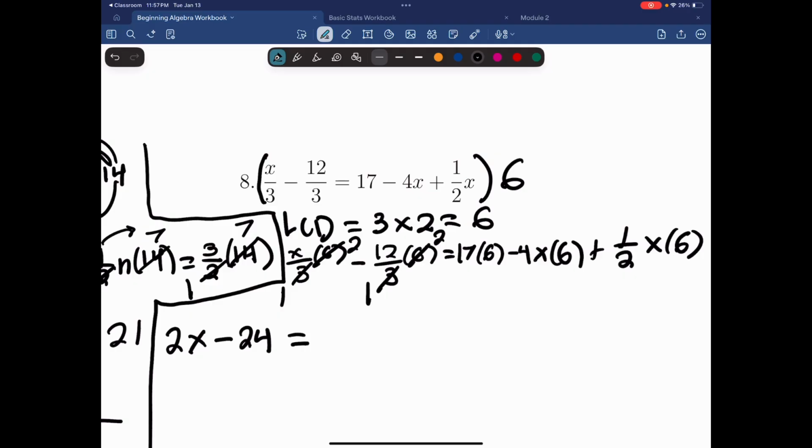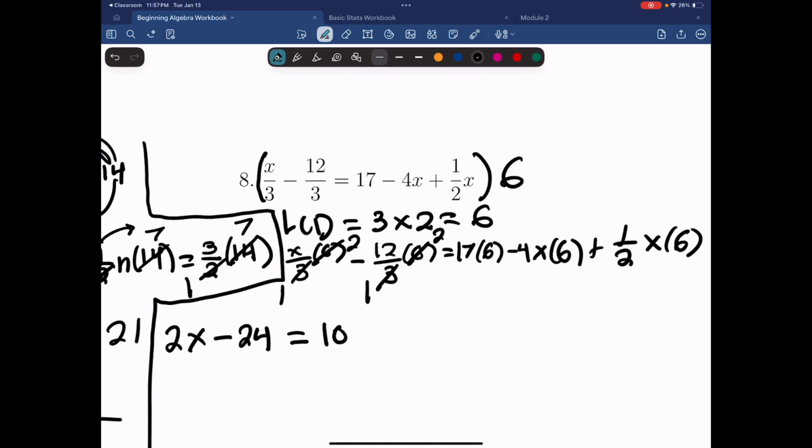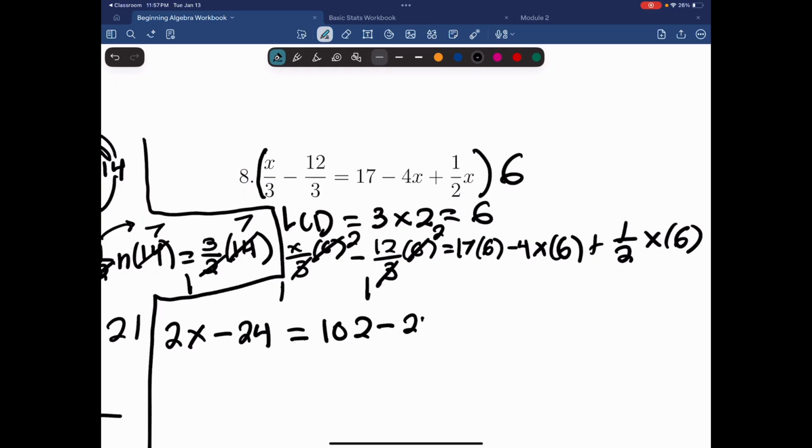And then 17 times 6, let me get my calculator here real quick. 17 times 6 is 102. Minus 4x times 6, which is 24x.